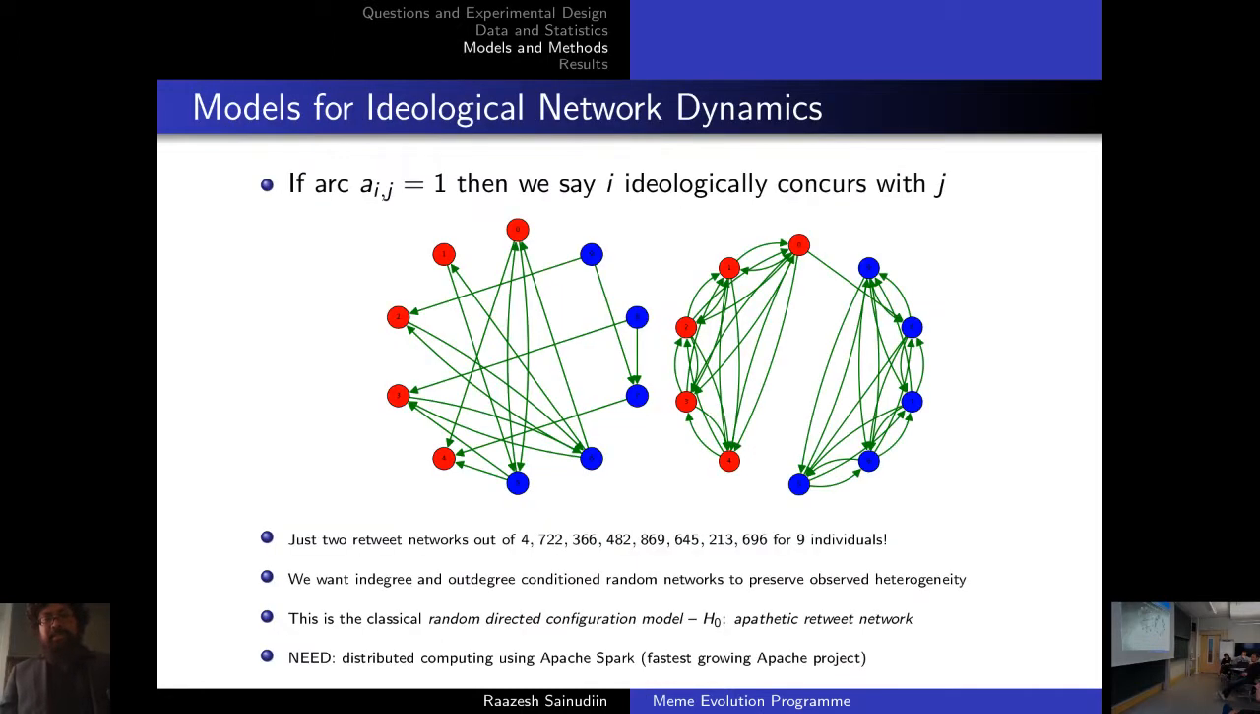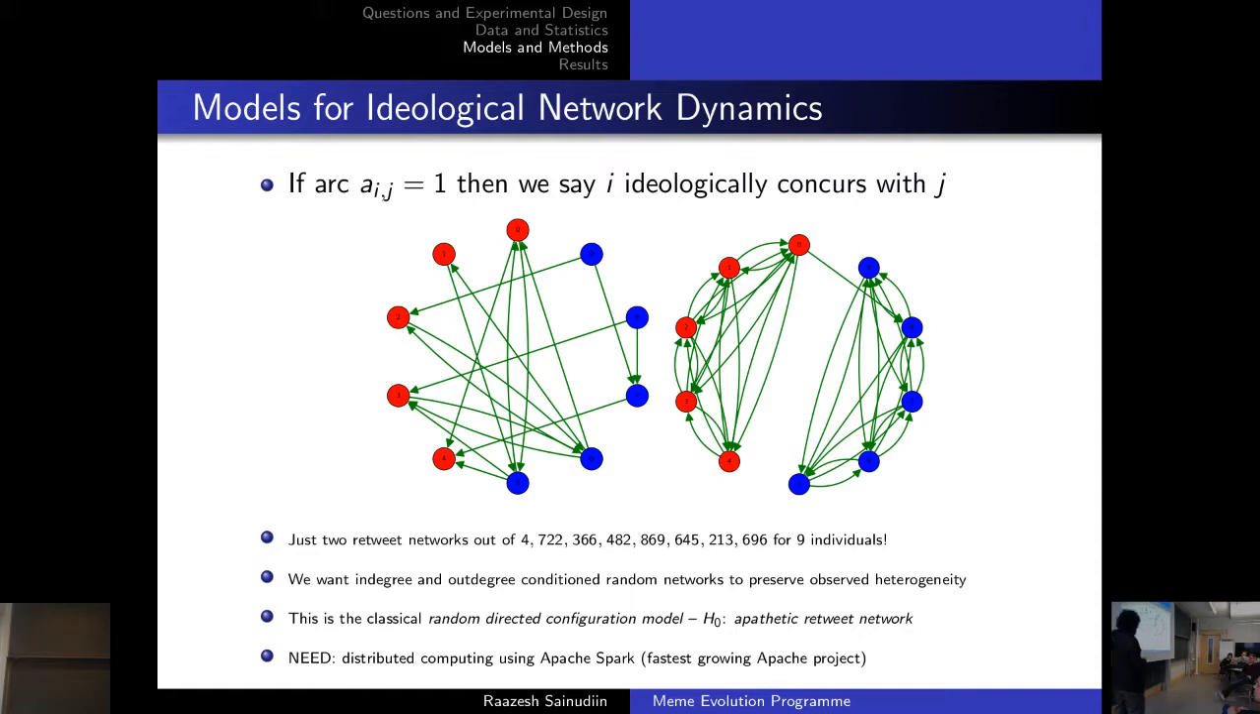Okay. So now how do we do a little math? How do we make things very precise? How do we come back to null hypotheses, p-values, alpha levels, basic stuff? For that we need a model. So I'm going to have this sort of network. I'm going to call a_ij equals 1. By that I mean i ideologically concurs with j, whatever these words mean. For me, it just means i retweets j. So that means information flows from whoever the original tweeter is to the person who retweets it. So this is the flow of information by the retweet direction. That's all that is.